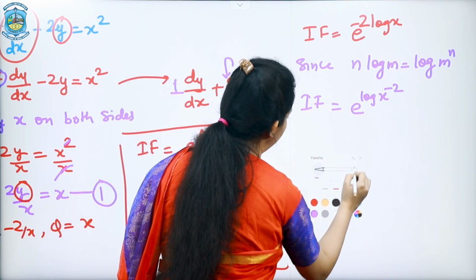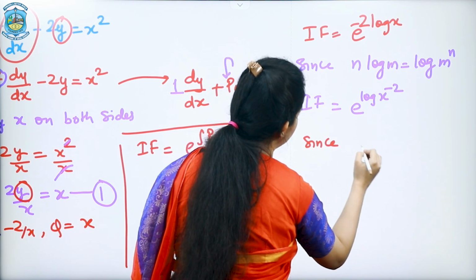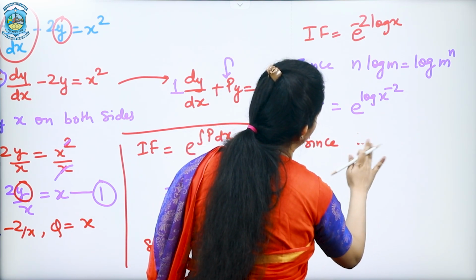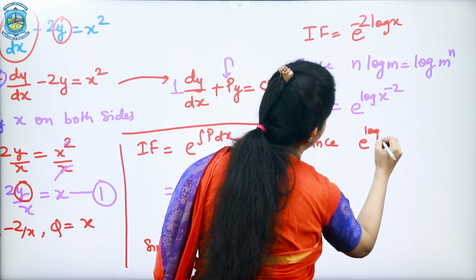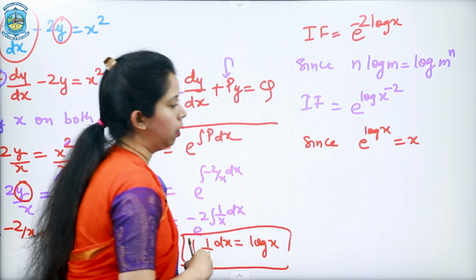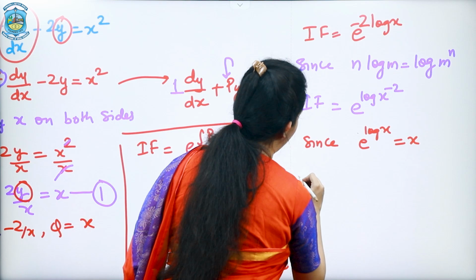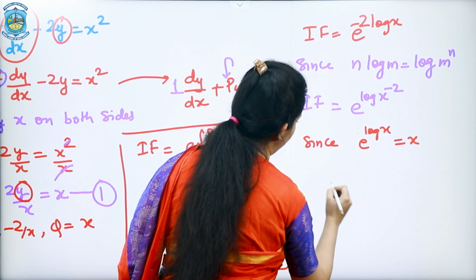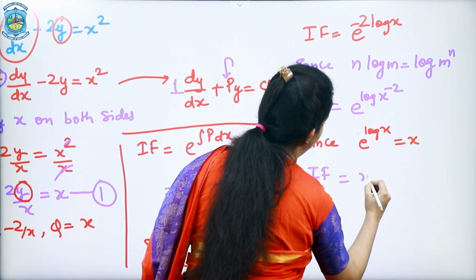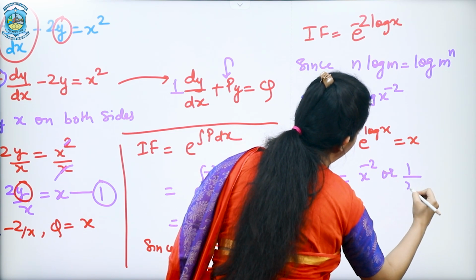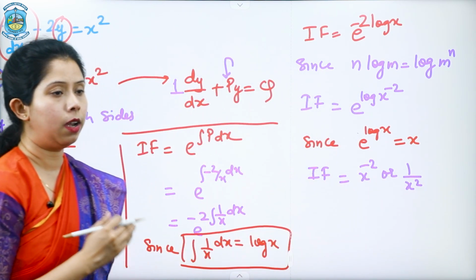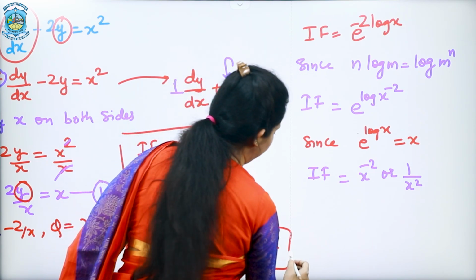Now, again we have a property of log that you have already studied, that e raised to the power log x is x itself. So, in the similar manner, here the value of if will be x raised to the power minus 2 or 1 upon x square. Now, this is the value of if from step number 3.